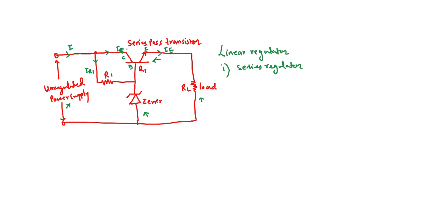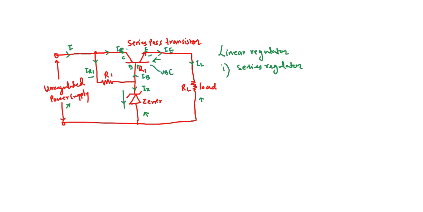Furthermore, IR1 is getting split into two parts. This is your base current, and here is your zener current, that is the current flowing through the zener diode. Now this IE is the same as your IL. And the voltage drop across the base emitter junction, that is this drop, positive and negative, is called VBE.